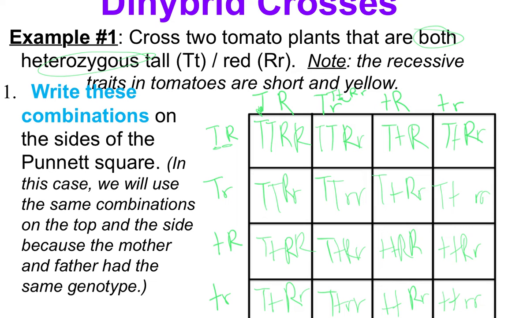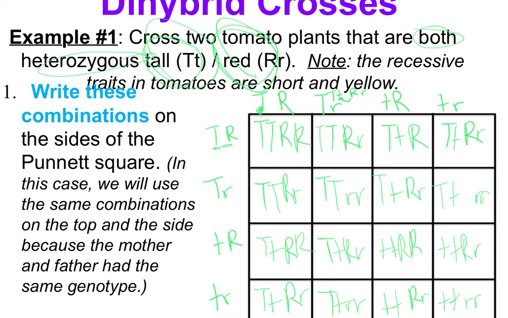Alrighty, so you might want to pause the video here for a second and fill in your dihybrid cross. You want to write the combinations on the side of the Punnett square, and in this case, we want to use the same combinations at the top side as the other side, because mother and father are the exact same genotype. And then we want to combine these alleles and independently assort them, as explained. Also, remember, both parents are tall and red.